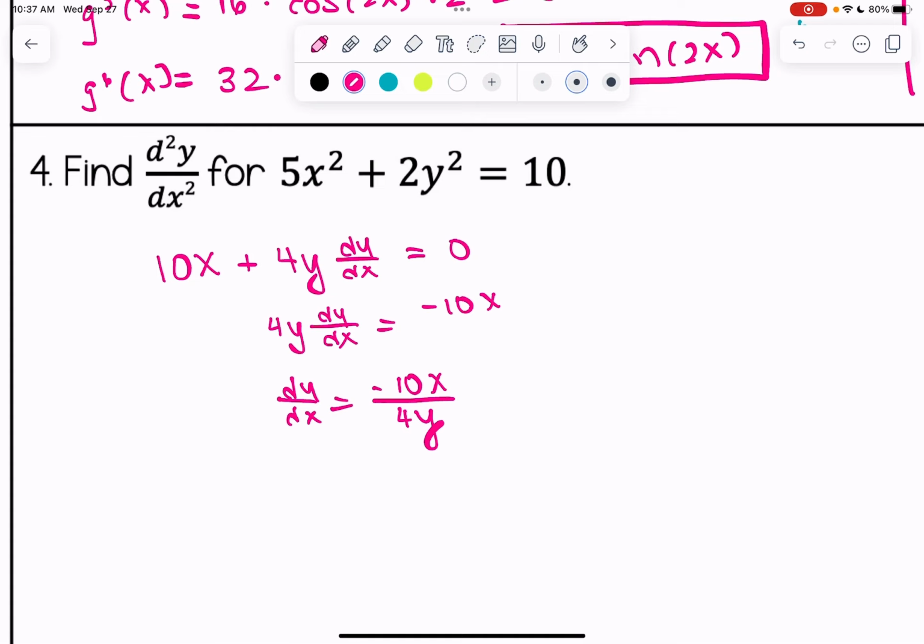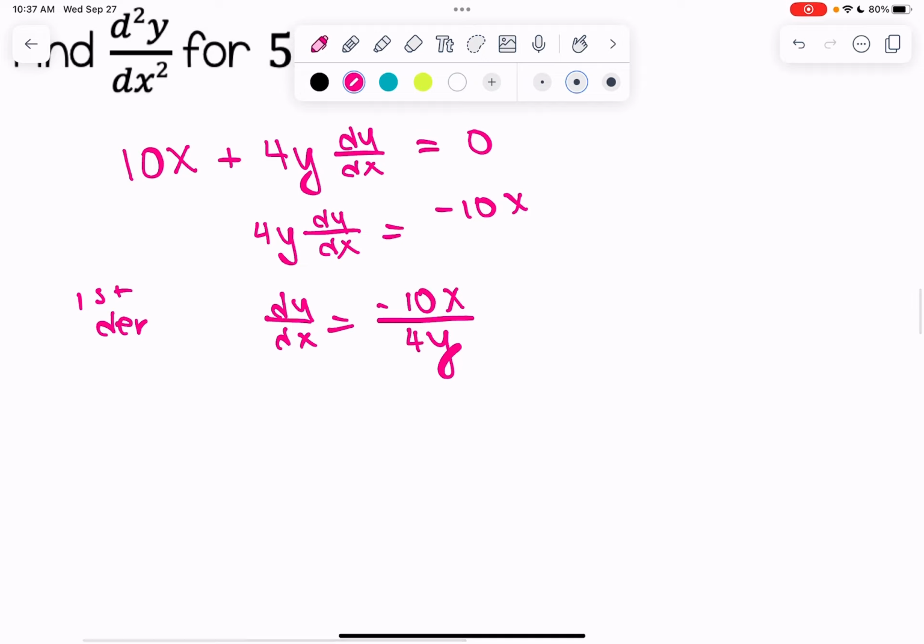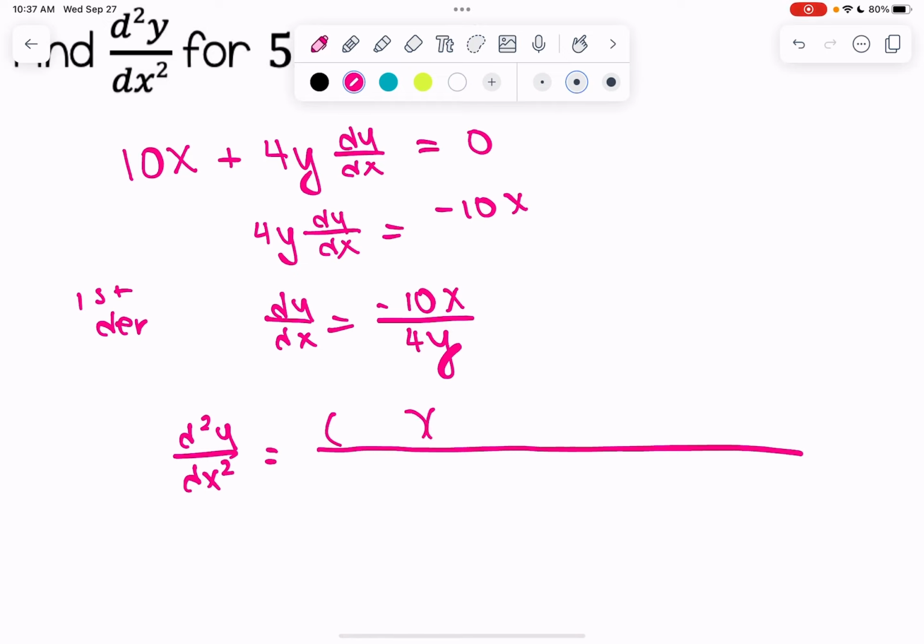All right, now that's our first derivative. Okay, so notice that is our first derivative. I want to take the derivative of that. The derivative of dy/dx is d squared y over dx squared. It's our notation for second derivative. And now, since I have a quotient, I have to use the quotient rule in order to find the derivative.